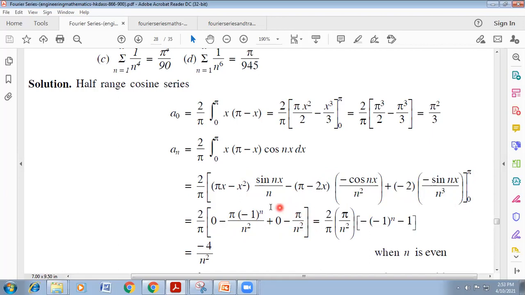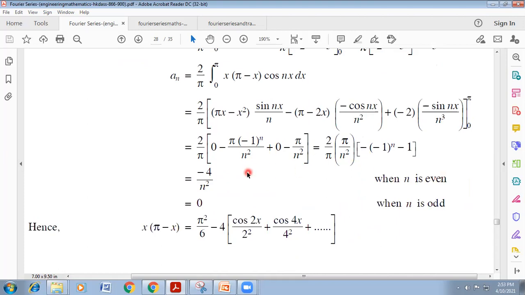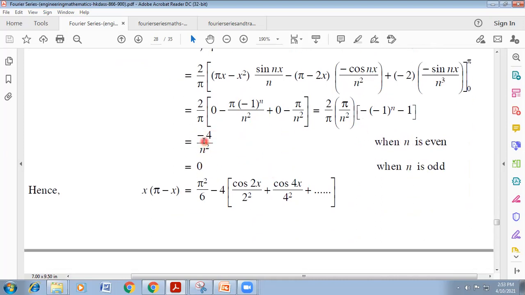Now simplifying, we get this one, minus 1 to the power n, taking pi by n square common, we get minus 1 to the power n minus 1. Now when n is even, we get this one. When n is odd, 0. So for even, we get the values of n.